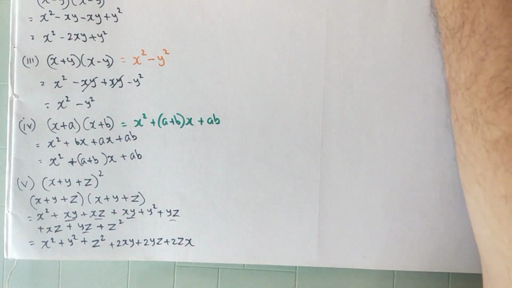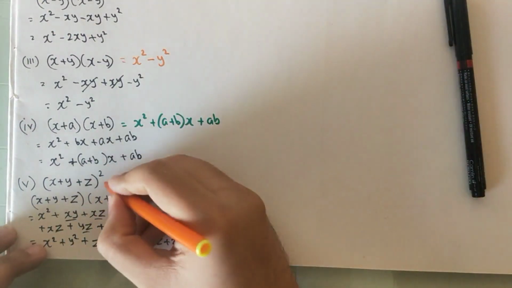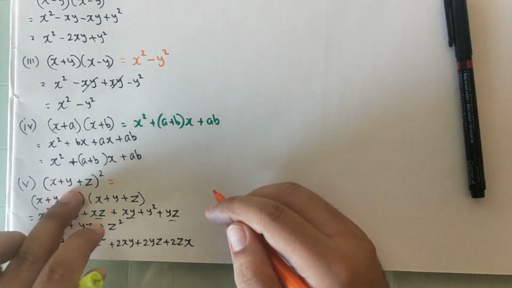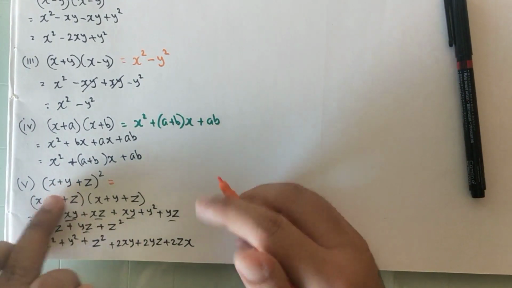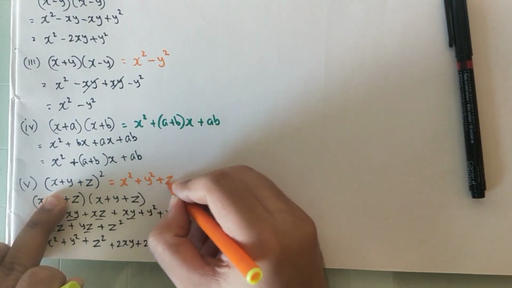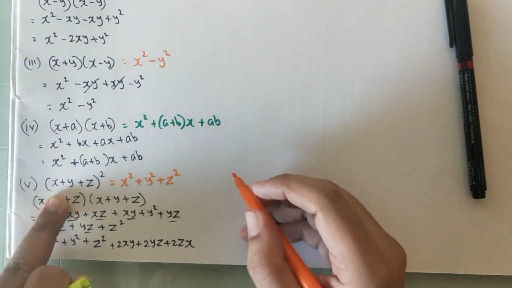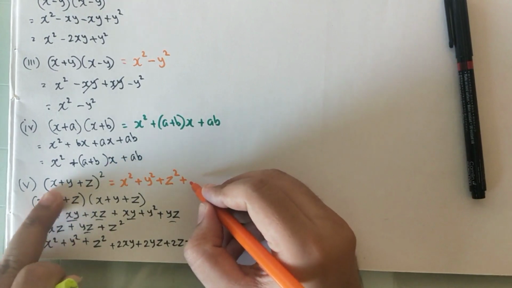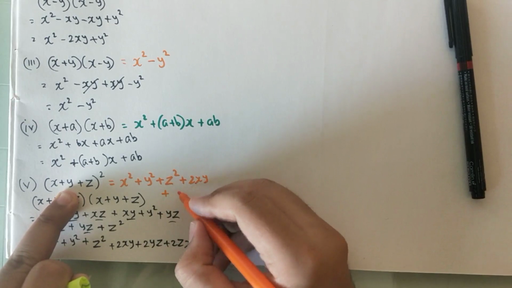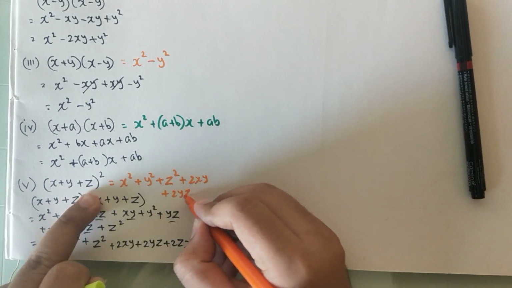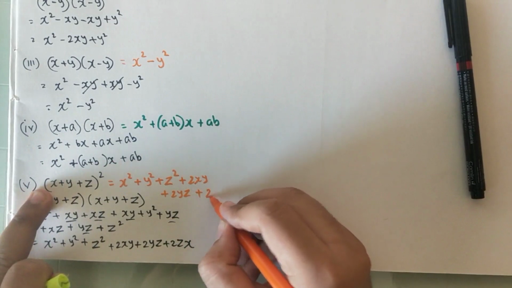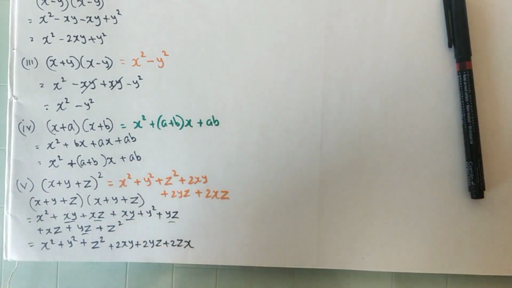plus 2zx. So if I understand this, if there are 3 terms given, x plus y plus z whole square, then square the first term, plus square the second term, plus square the third term, plus multiply the first and second term and multiply it with 2, plus multiply the second and third term and multiply with 2, plus multiply the third and the first term and multiply with 2.